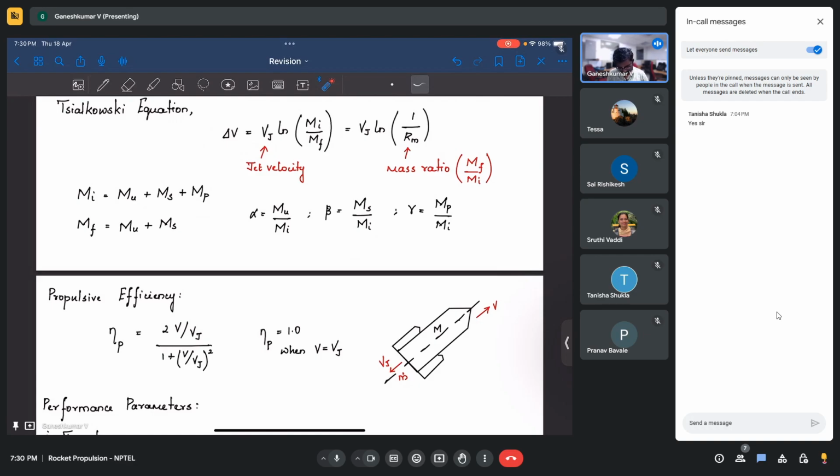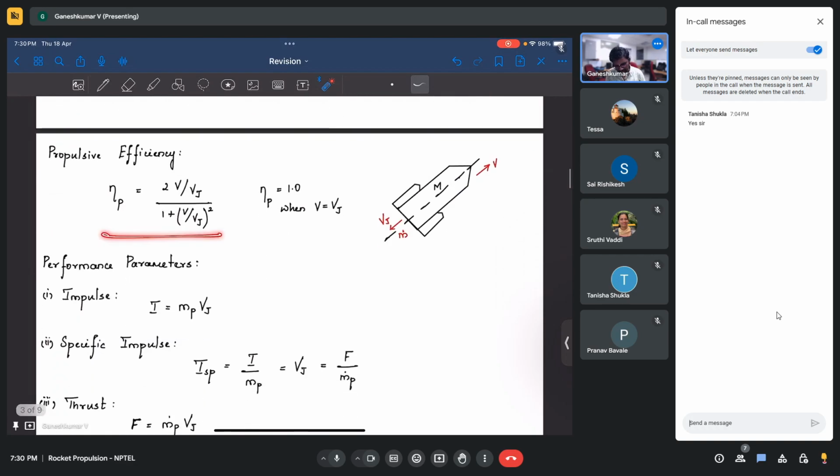Okay, and then we define something called propulsive efficiency. This is basically due to the fact that when the rocket moves, the gases are coming out with a certain velocity, and if that velocity is greater than the vehicle speed, then you have a certain amount of velocity which we are losing to the atmosphere. If by chance we use it, then the performance of our engine is going to improve.